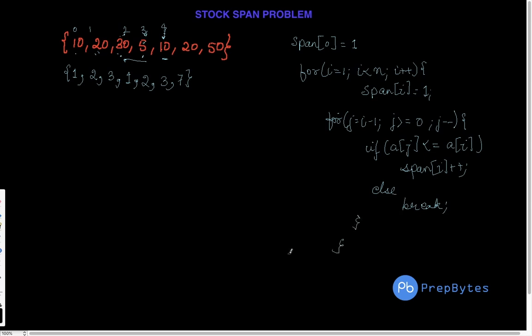So this is how we are going to solve for this particular problem. Now this is the brute force approach. Let's see what is the time complexity and space complexity. As we can clearly see that we are using an extra array to keep this span, so the space complexity is going to be O of n.